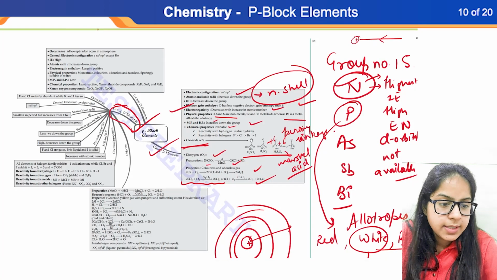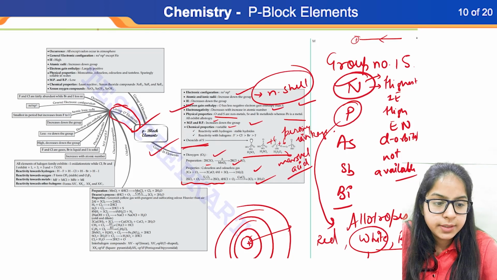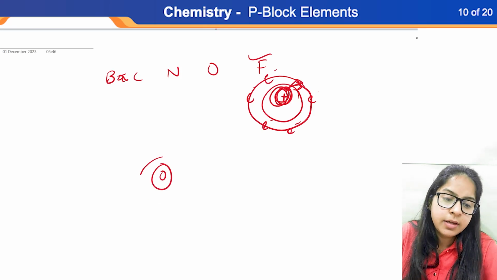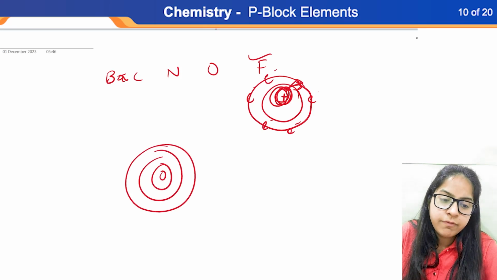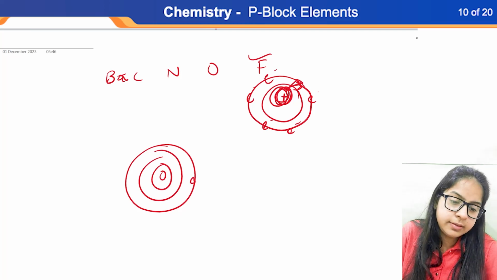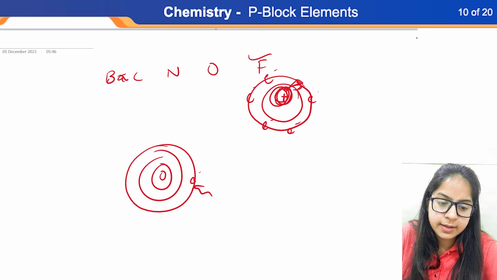So atomic radius, and after that the ionization energy is going to decrease down the group, again because of the increase in the shell number down the group. The nucleus effect is going to be less on the outermost shell electrons, and it is easy to remove the electrons from the outermost shell.